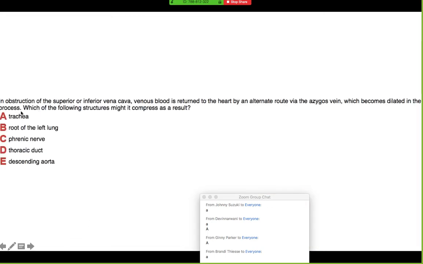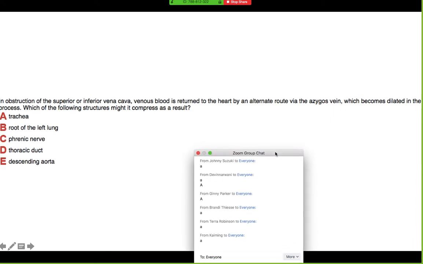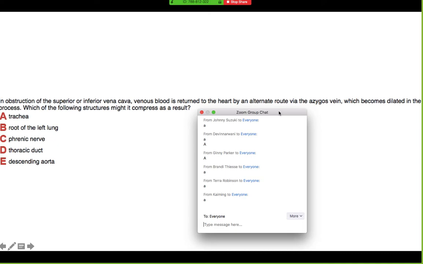Okay, so in obstruction of the superior vena cava, venous blood is returned to the heart by an alternate route via the azygous vein, which becomes dilated in the process. Which of the following structures might it compress as a result? Think about your relationships here. Yes, that is correct. It's D.